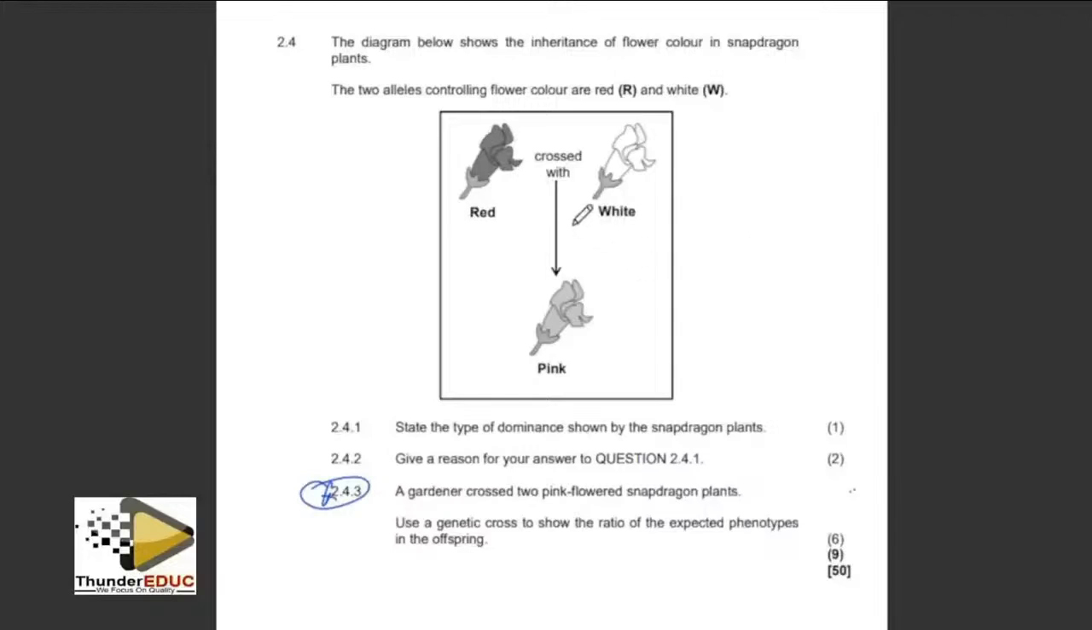They are saying, diagram below, controlled by R and W. Check here. The first point is R and W. These are capital letters. The moment they are capital letters, it means that both of them are dominant. Now they're saying red crossed with white produces pink. You see, they have 3 phenotypes. The moment you have 3 phenotypes, it means that this is incomplete dominance.